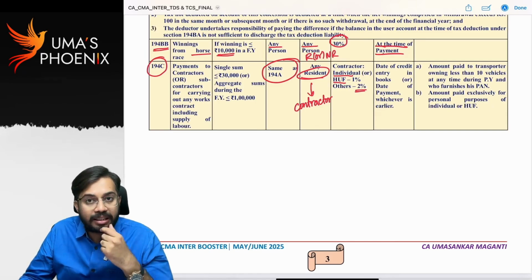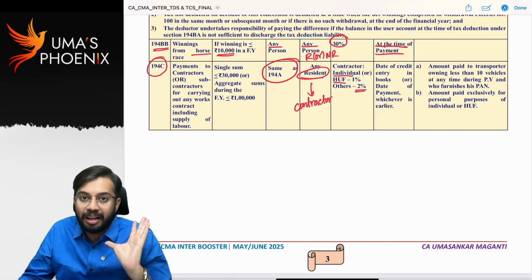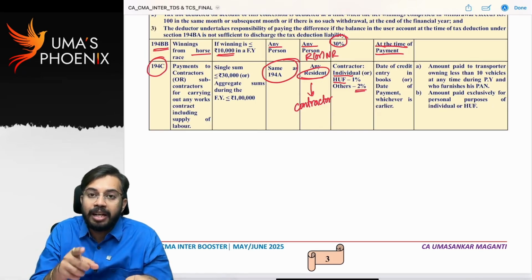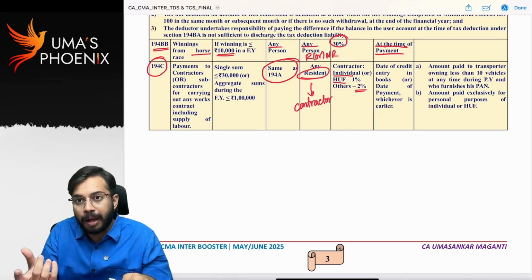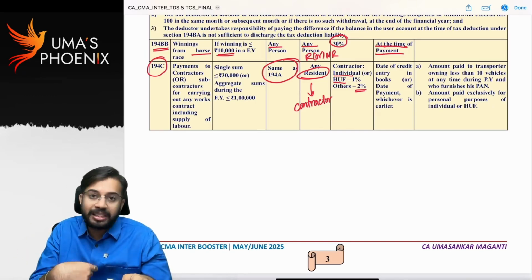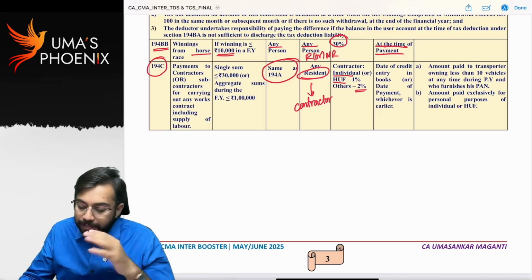Sir, when is TDS required to be deducted, accrual basis or cash basis? Whichever is earlier. The date on which you pass the entry in the books of accounts on accrual basis, or the date of actual payment. Out of these two dates, whichever is earlier, on that earlier date TDS is required to be deducted.